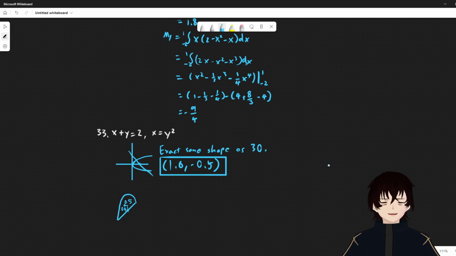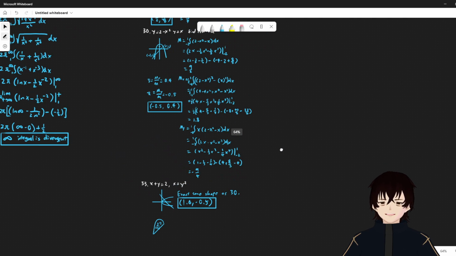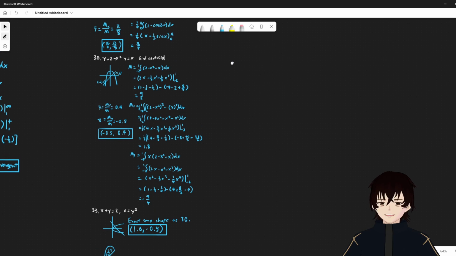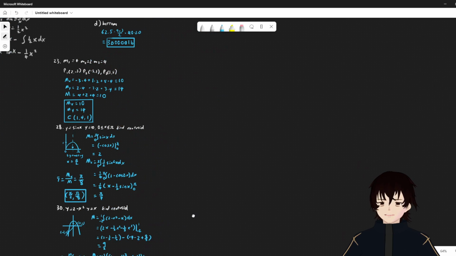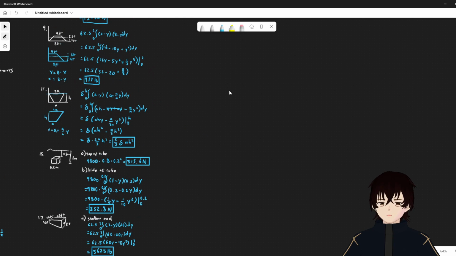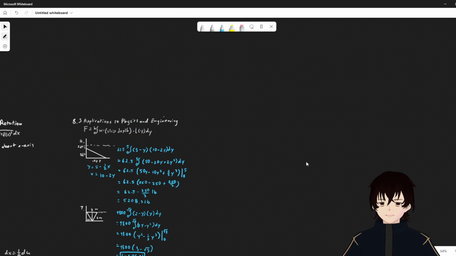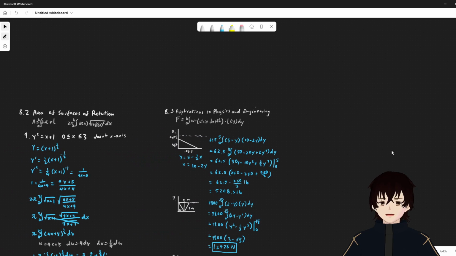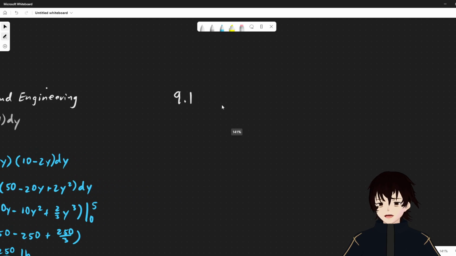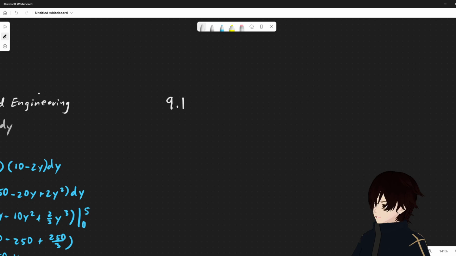Unless I get points off for this. But they literally gave me this question. There's no way I wouldn't be able to find this. It's the exact same shape, just in a different orientation. But that concludes Unit 8.3. And next up on the chopping block is 9.1. 9.1 is all about... What's 9.1 again?